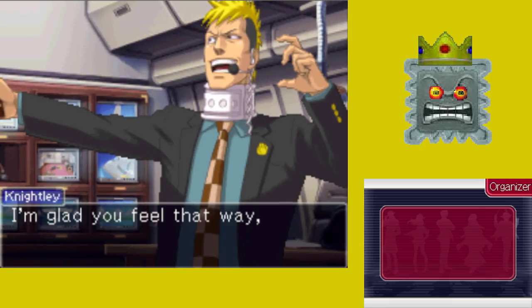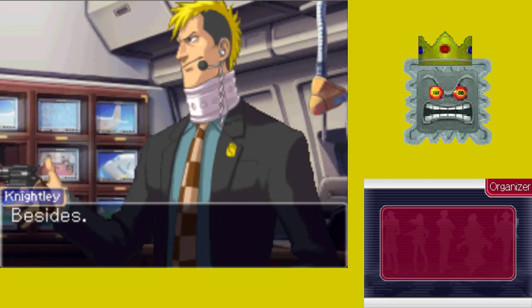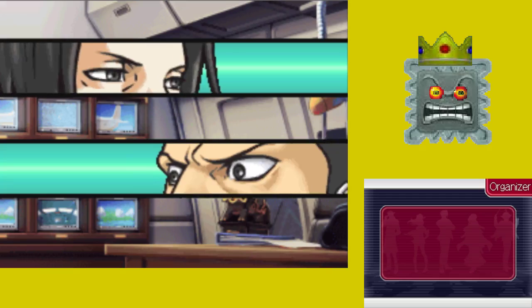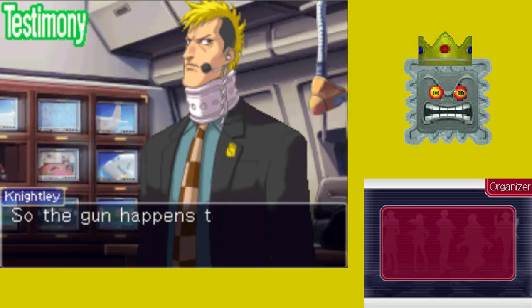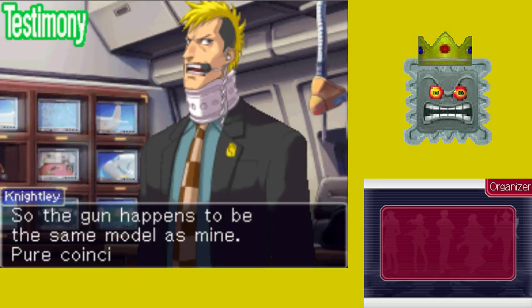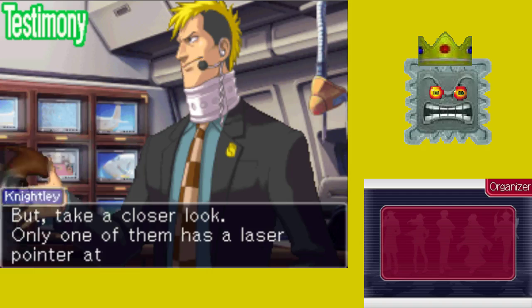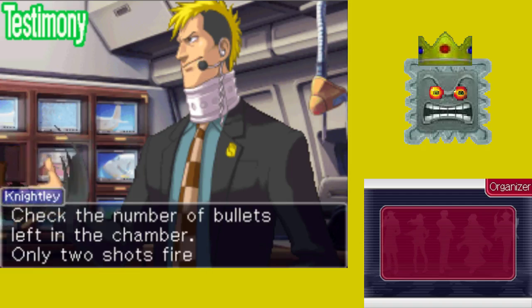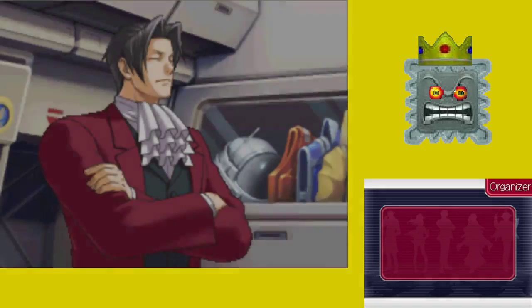I'm glad you feel that way, Mr. Prosecutor, but you're giving me too much credit. Besides, can you even prove I pulled the old switcheroo with the guns? So the gun happens to be the same model as mine. Pure coincidence. But take a closer look. Only one of them has a laser pointer attached to it. Check the number of bullets left in the chamber. Only 2 shots fired, see? There's no evidence that I switched the guns, right?